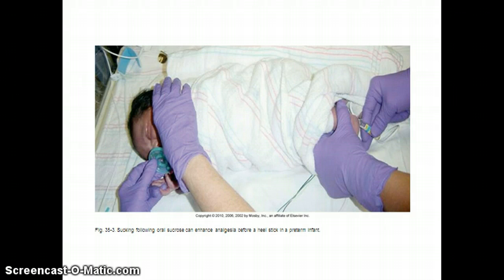So this picture is just a display of a couple of different things. You can see this nurse is working on the baby's heel, probably getting ready to do a heel stick, and this nurse has the baby swaddled and then also offering the pacifier. So we want to make sure that we are keeping those babies as comfortable as possible, because infants also are a very untreated group of patients for pain management.